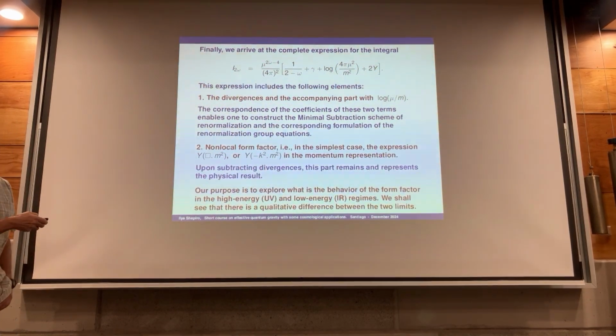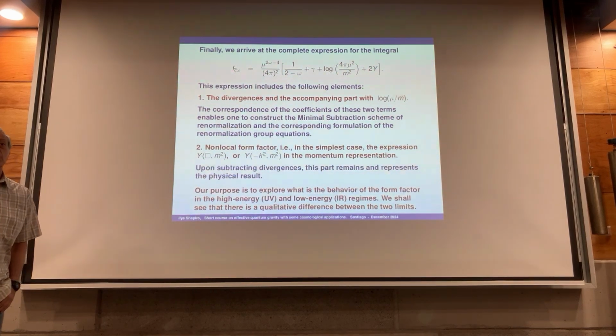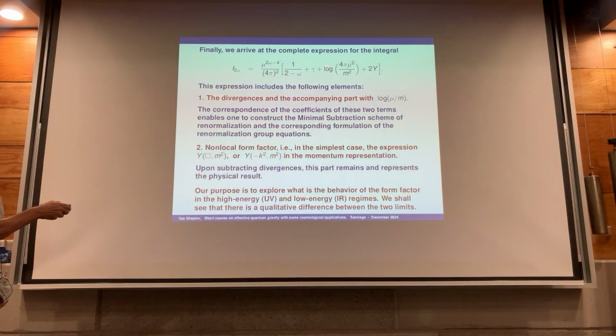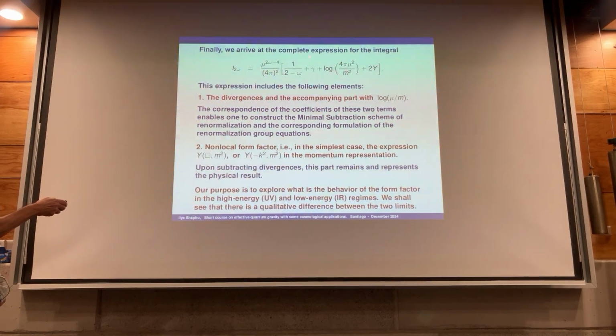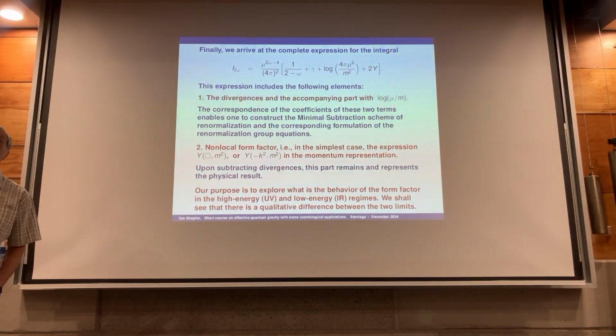So what we can observe here is the following. First of all, we see that there is a divergence. Divergence is nice, okay, because it's simple, we can subtract it. Then you have log, and the coefficient in front of the divergence and the coefficient of this log are equal. This is a general rule. Okay, I don't have any exception from this rule.